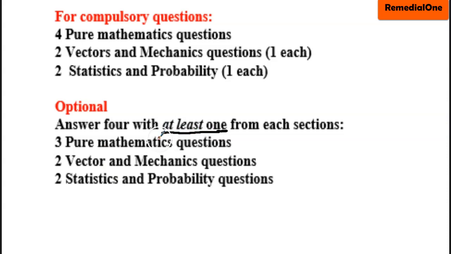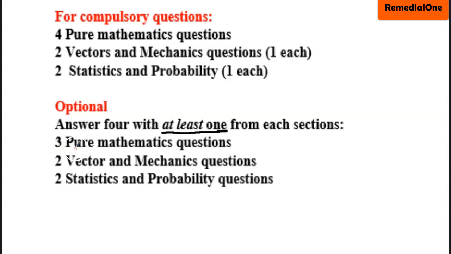You are supposed to answer 4, but you have 3 sessions. What it means is that you pick or select a question from each session first, and then the last one you can pick from any of the sessions. So you can get 2 questions from one session. Now, if you are not able to answer a question from one session, you lose that mark.